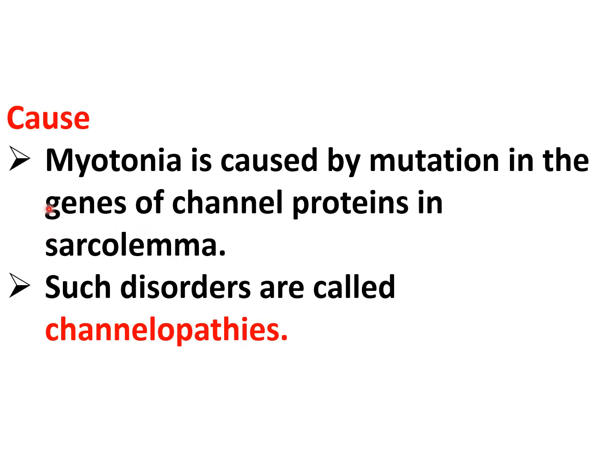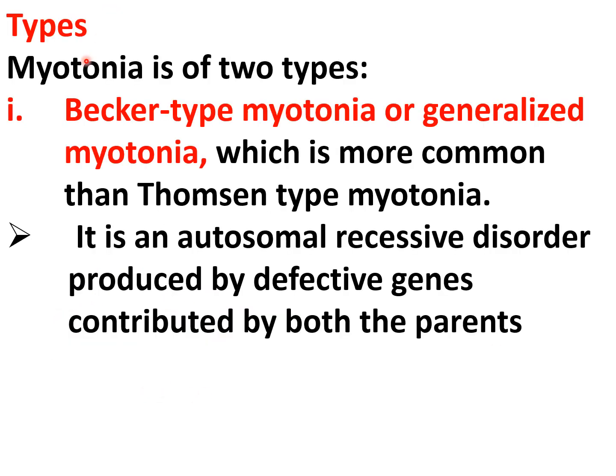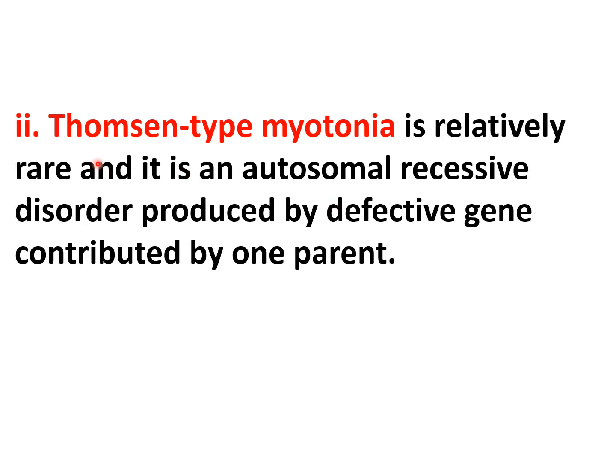Then what are the causes? Myotonia is caused by mutation in the gene of a channel protein in the sarcolemma, and such disorders are known as channelopathies. Myotonia is of two types: Becker type myotonia or generalized myotonia, which is more common than Thomsen type myotonia, and it is an autosomal recessive disorder produced by defective genes contributed by both parents. Thomsen type myotonia is relatively very rare and it is an autosomal dominant disorder produced by a defective gene contributed by one parent.